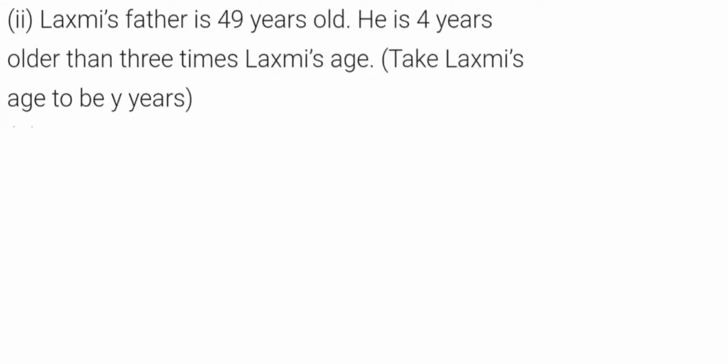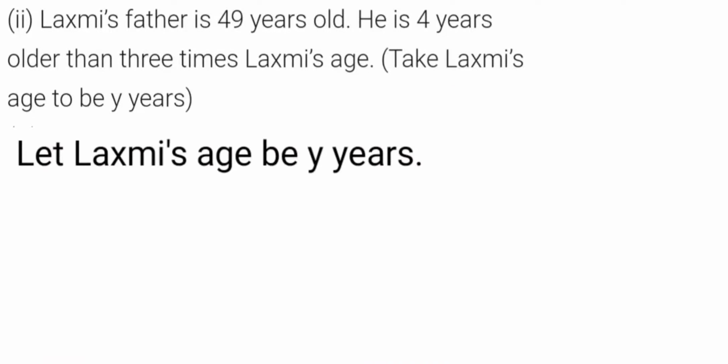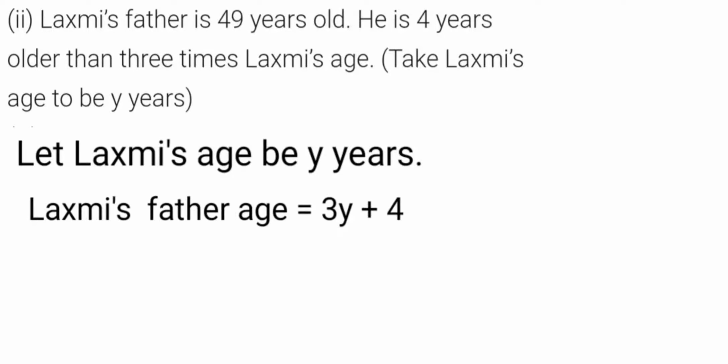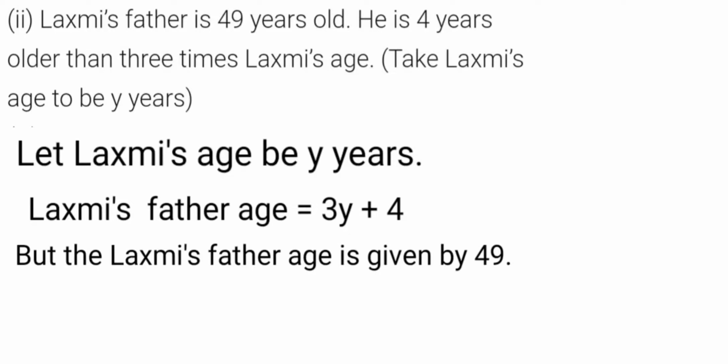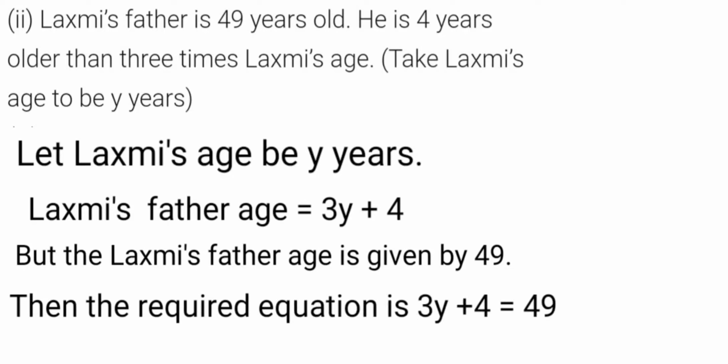Next, Lakshmi's father is 49 years old. He is 4 years older than 3 times Lakshmi's age. Then set up the equation. Let Lakshmi's age be y years, and her father is 4 years older than 3 times Lakshmi's age. So 3 times means 3y, 4 years older means 3y plus 4. But Lakshmi's father is 49 years old. So the equation becomes 3y plus 4 equal to 49.